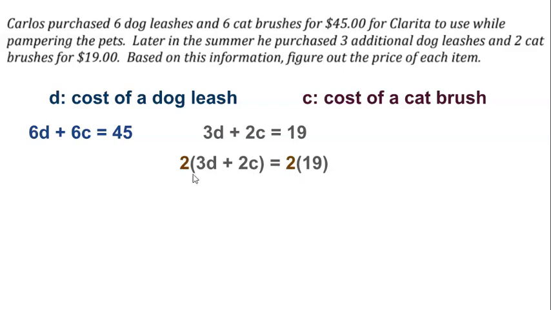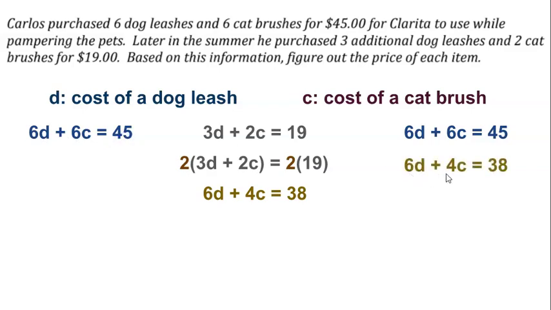Next, I'm going to use the distributive property. So I have 6D plus 4C, and that will equal 38. Now that the coefficients of D are both 6 in both equations, I can subtract my equations. So I'll take 6D plus 6C equals 45, and 6D plus 4C equals 38, and subtract them, and get 2C equals 7. Now I need to solve this one variable equation by dividing by 2 on both sides, so I get C equals 3.5. So I know the cost of one cat brush.